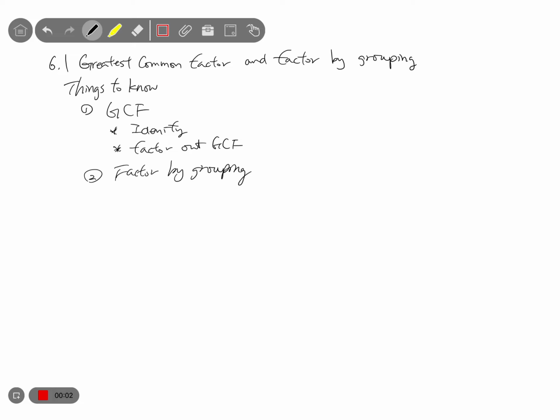Hi guys, today we're going to talk about section 6.1, the greatest common factor and factor by grouping.